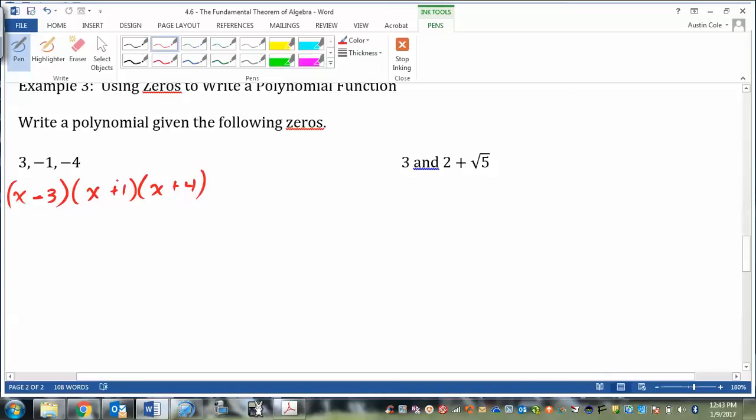So what I'm going to do is I'm going to start with these two. I'm going to FOIL those. X times x is what? X squared. X times 4 is 4x. 1 times x is plus 1x. And 1 times 4 is 4. So if I combine my terms, I get x squared plus 5x plus 4.